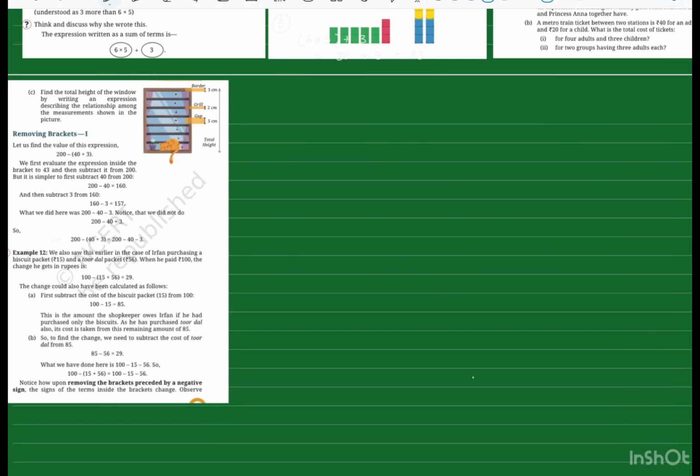The next section, removing brackets. For digits A and B, minus of A plus B can be written as: the minus sign applies to both A and B, so it becomes minus A and minus B. So the expression will be minus A minus B.